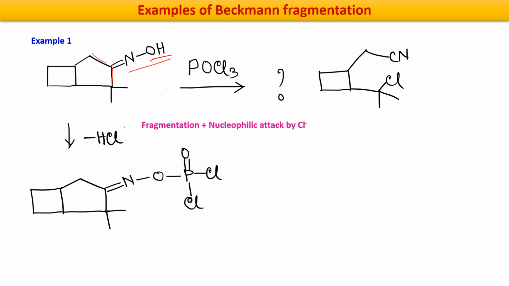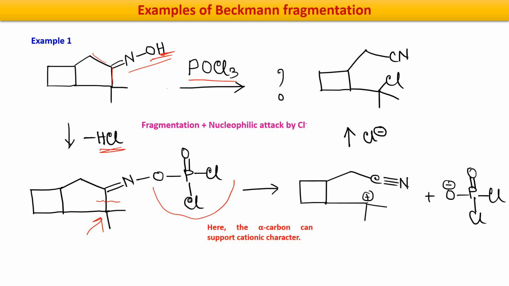So after removal of HCl from POCl3, that is this H and one of the Cl, you will get this type of leaving group. Now if this C-C bond is broken, the carbocation will be formed here, which is very stable, right? So after removal of this leaving group, this C-C bond is broken, a C≡N triple bond is formed and an N-O bond is broken.